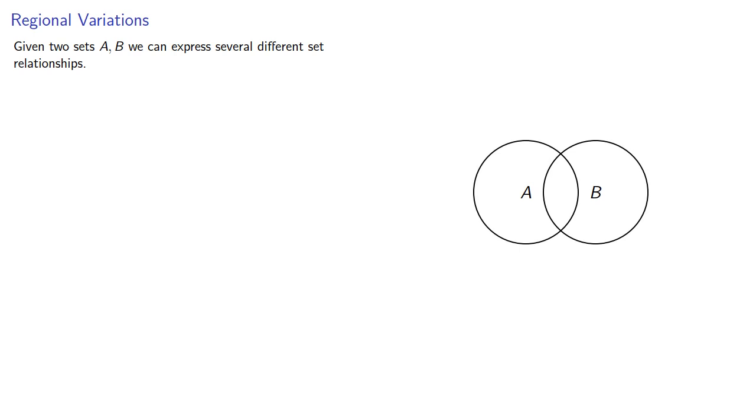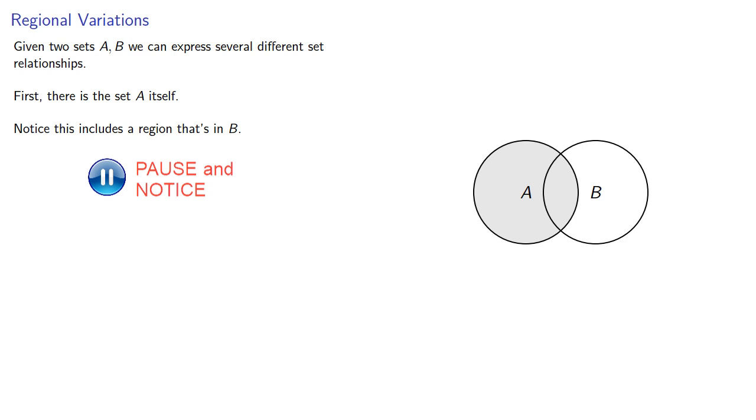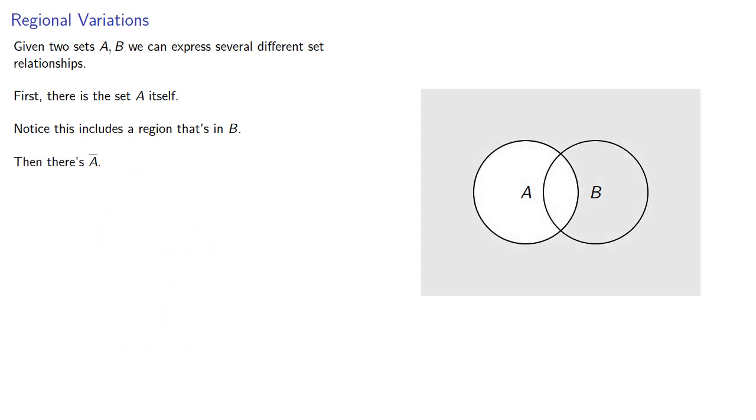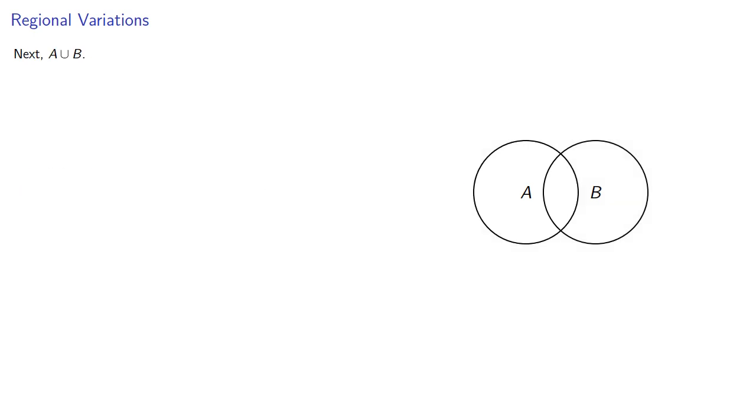Now, given two sets A and B, we can express several different set relationships. For example, there's the set A itself, and notice this includes a region that's in B. Then there's A complement. And again, notice that this also includes a region that's in B. Next, there's A union B. This is everything in A together with everything in B. We also have A intersect B. And this is everything in A that is also in B.